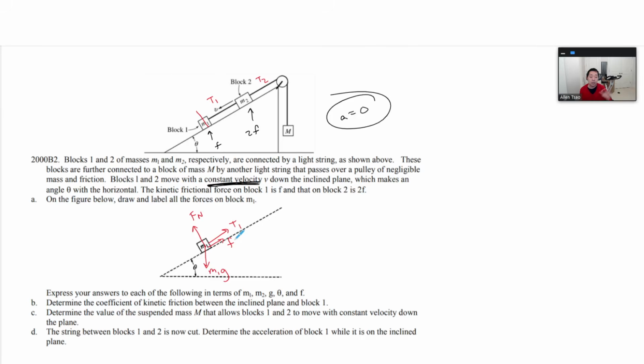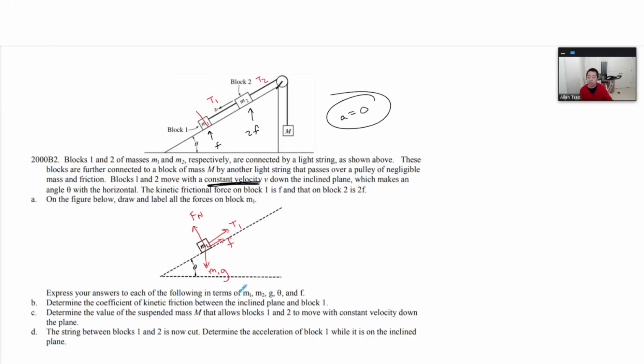That's it. Nothing related to M2, nothing related to M, because those guys are not touching this object. I am only focused on what is touching M1 when I'm doing a free body diagram. So that should be easy if you follow those rules. That's easy points on a free body diagram. They give that to you no matter what.